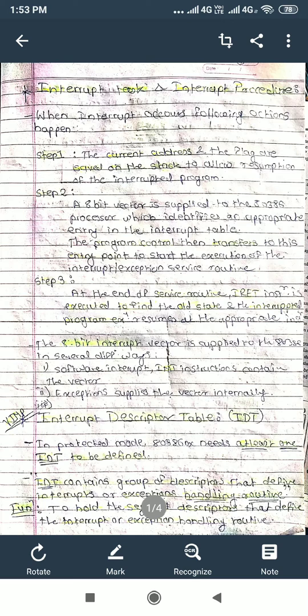The 8-bit interrupt vector is supplied to the 80386 in several different ways. First of all, software interrupt. As we all know, the software interrupt occurs in your program through the INT instruction. The INT instruction contains the vector. Now, what is a vector? This vector has all the information about your interrupt. Exceptions supply the vector internally.